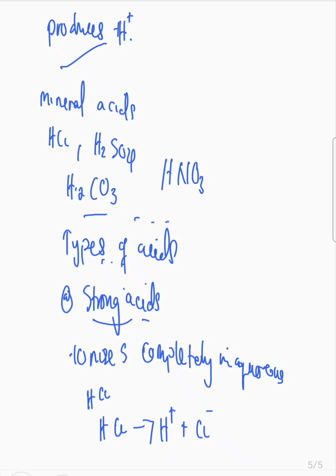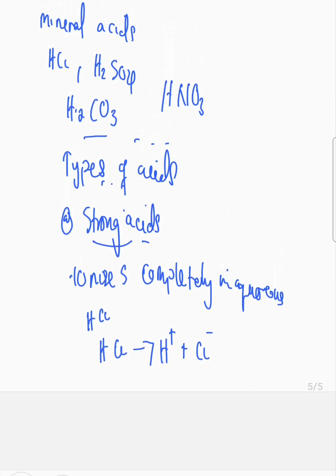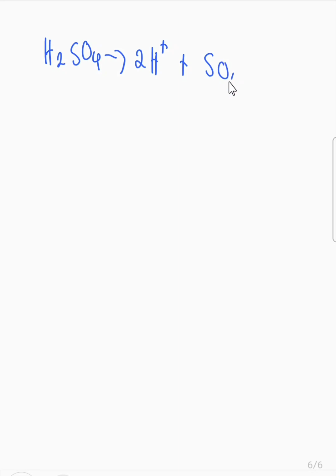Apart from hydrochloric acid, we also have sulfuric acid. Sulfuric acid is also a good example of a strong acid. It also ionizes completely. Sulfuric acid is H2SO4. It's going to produce two hydrogen ions which are positive, plus the sulfate ion, which is 2 minus. That is the ionization reaction for sulfuric acid.